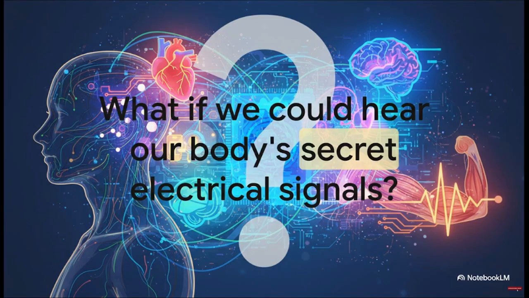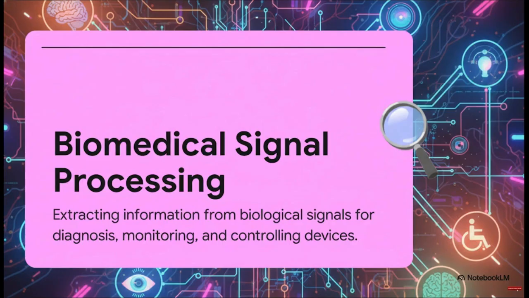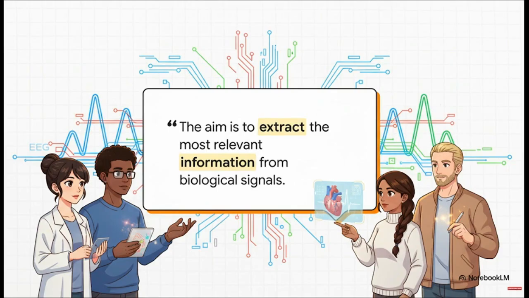So the thing is, what if we could look into this body's secret, that is, the electrical signals, and analyze this for various biomedical applications. This is the gist of biomedical signal processing, wherein we extract information from the biological signals for disease diagnosis, monitoring of the disease progression, and controlling assistive devices. The main aim of biomedical signal processing is to extract the most relevant information from the biological signals.